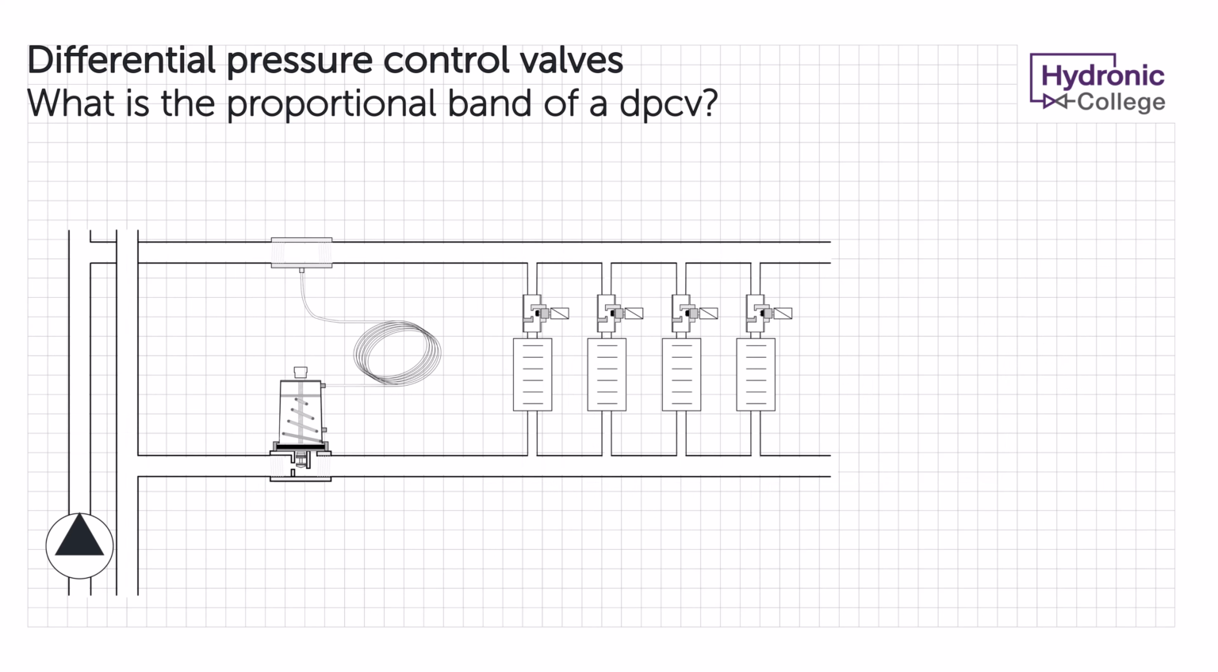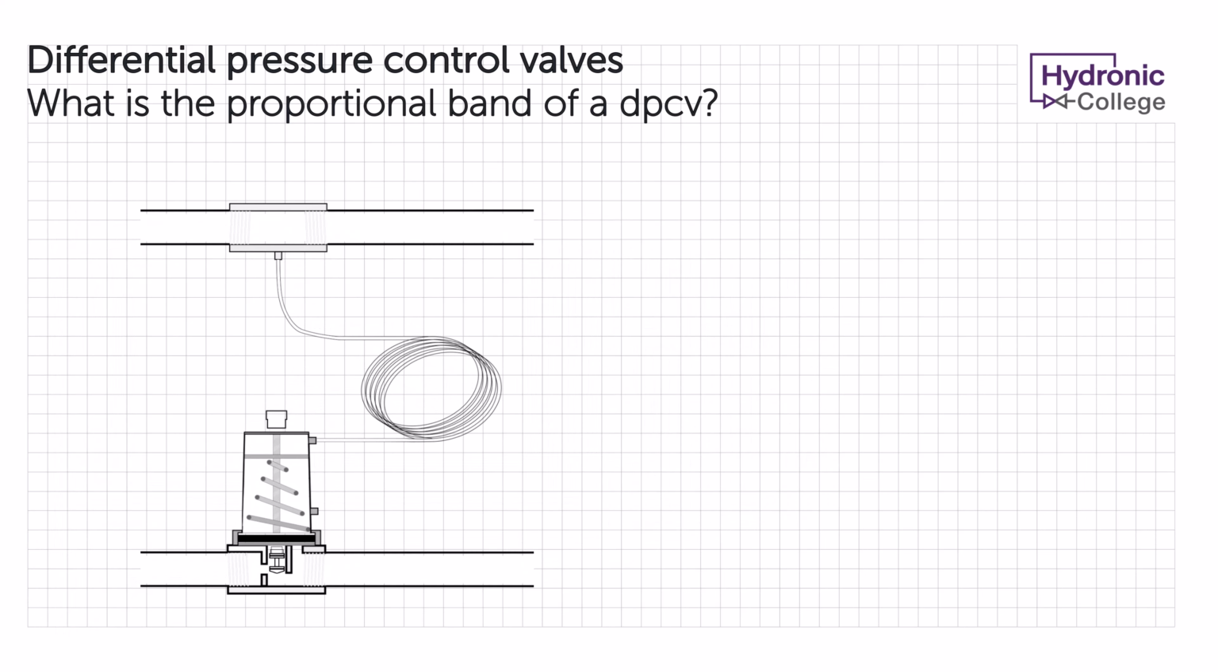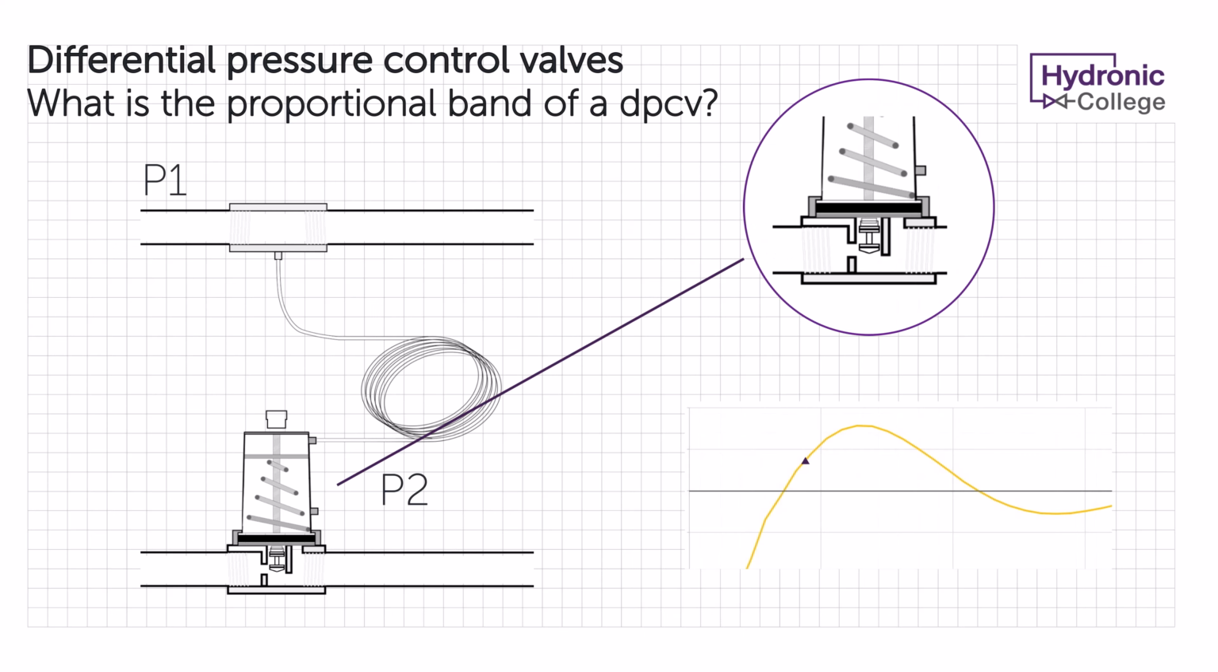The same principle applies in DPCVs, but unlike electronic PID controllers, a DPCV relies purely on mechanical balance between spring and hydraulic forces. The further the differential pressure, or dp, deviates from the desired set point, the stronger the valve's response will be. In this case, the force applied to push or pull the valve into the position for correct dp. As the dp approaches the set point, the reaction becomes smaller.